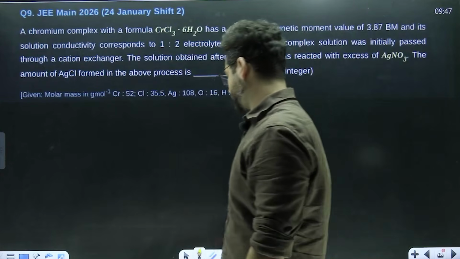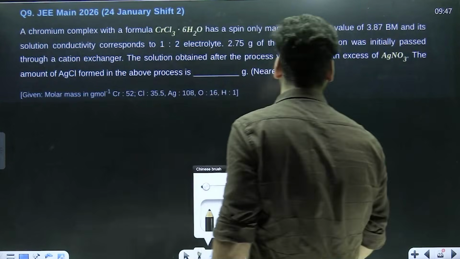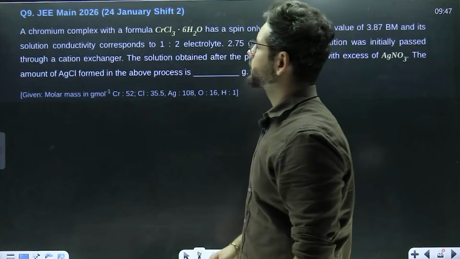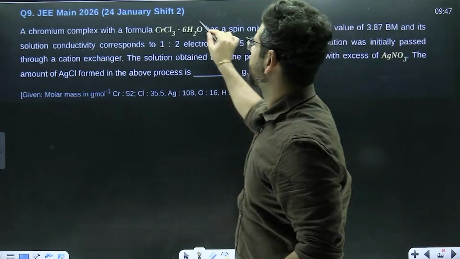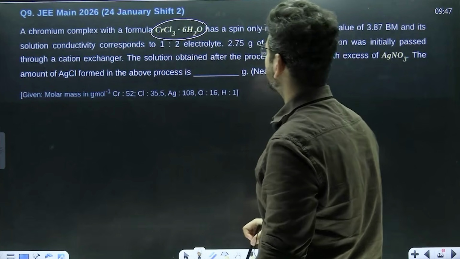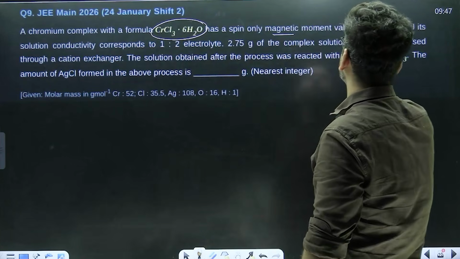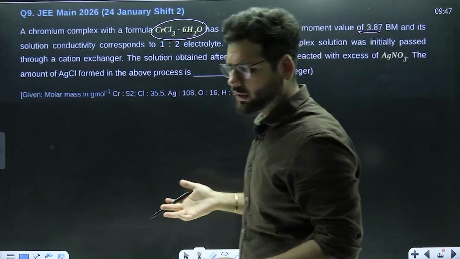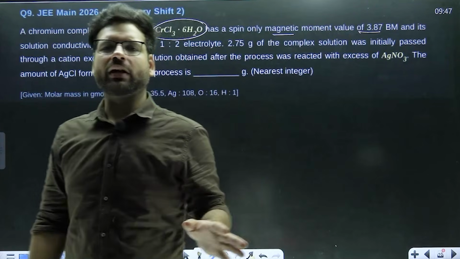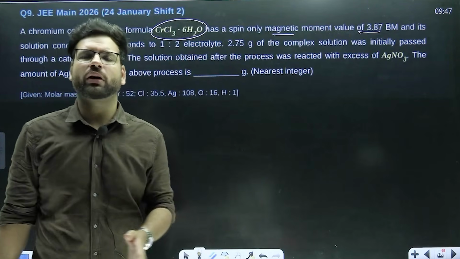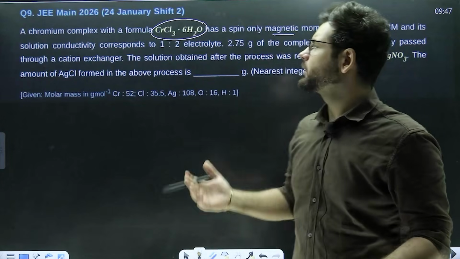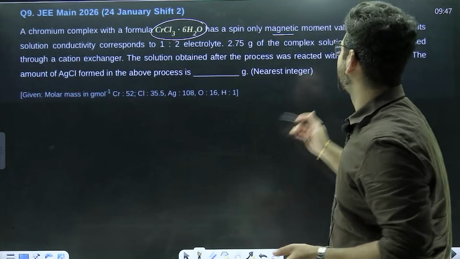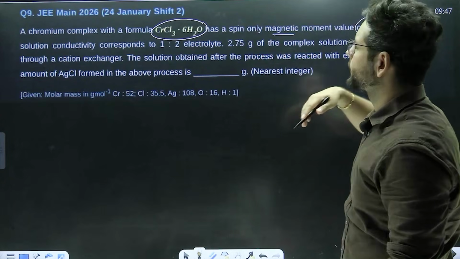Moving on to the next one. Again a Werner theory question. It's a numerical based question. A complex of chromium has a spin only magnetic moment of 3.87. They don't have to tell us this because every ligand is weak here. Either chloride acts as a ligand or water acts as a ligand. For chromium(III) they are weak only, and 3 unpaired electrons anyway will give 3.87. So this is of no use for us.